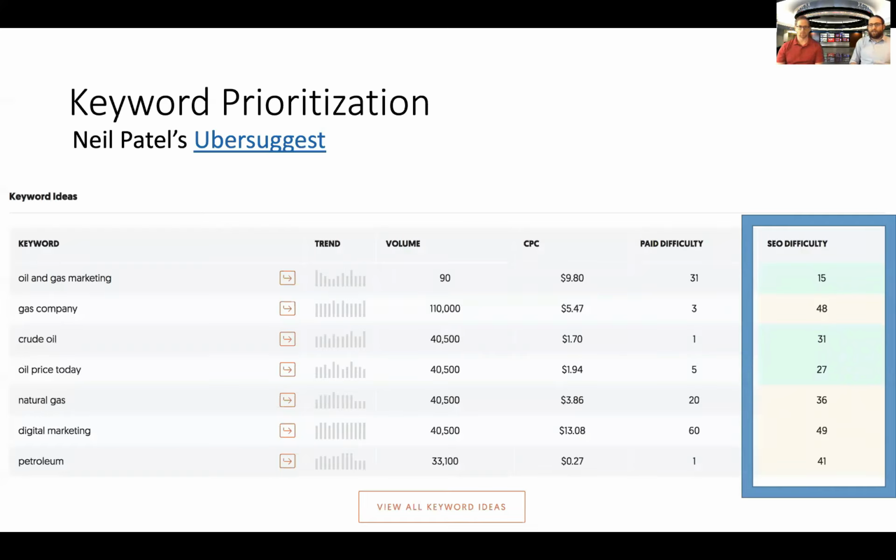So before we get into that, here's just a shot of the SEO difficulty score that Ubersuggest provides. We can see here oil and gas marketing gives you a 15, which is relatively easy. And then you can see digital marketing, the second to last keyword, has a 49, which will be more difficult. We want to focus on the SEO difficulty score because that's what we're dealing with here. How difficult or easy is it to rank organically? We do not want to look at the paid difficulty score because that's more about how competitive the keyword is if you're going to run an ad on that. So don't focus on that, just look at the SEO difficulty score.